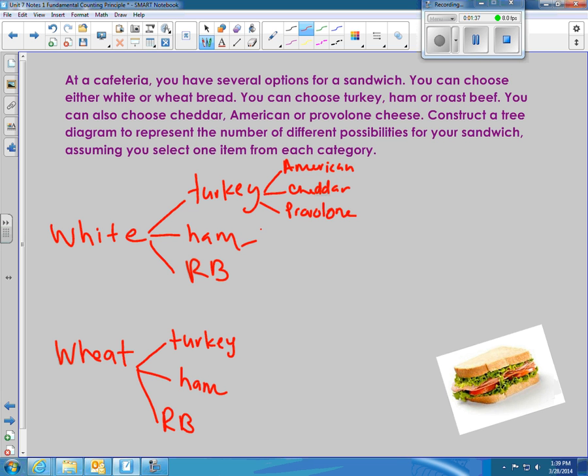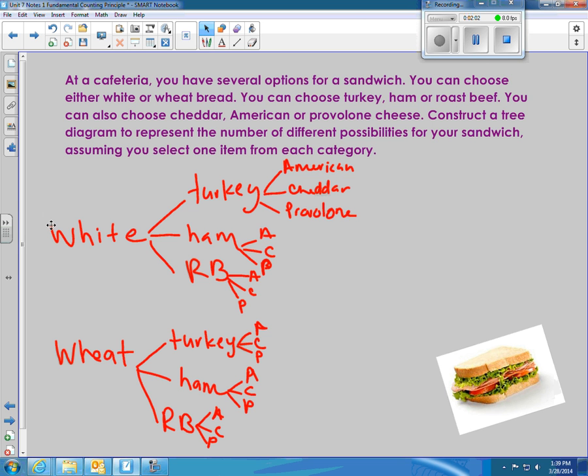Then with ham, we could do American, cheddar, or provolone. Or with our roast beef, we could do American, cheddar, or provolone. We have those same three options with every meat and choice with our choice of wheat bread. So just listing all those out here, American, cheddar, provolone. So let's talk about what our possible options are.